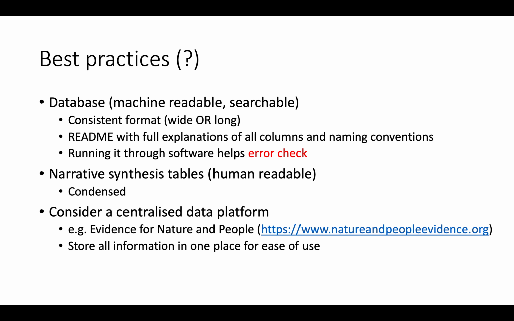And one final thing to consider as a best practice, perhaps, is to consider having all of this information on a centralized data platform rather than relying on the additional files in a journal to be alongside your published paper, which are often not very accessible, not very obvious, not so easy to use. Consider having all of that information on a centralized data platform. One really great example here is the Evidence for Nature and People portal, www.natureandpeopleevidence.org.